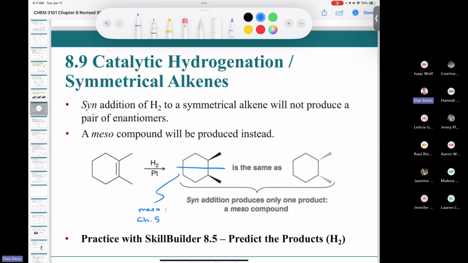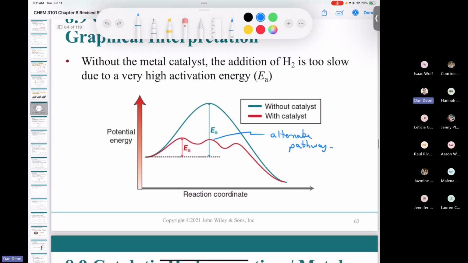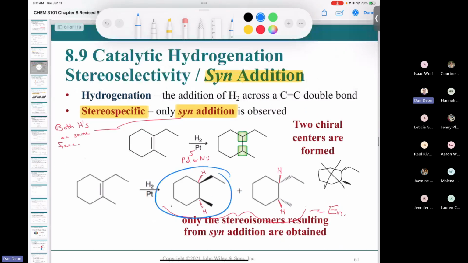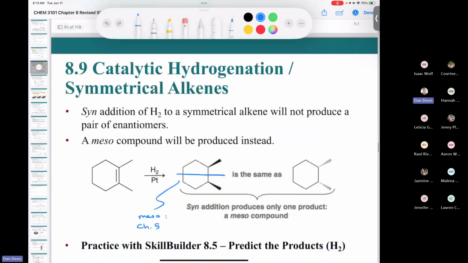Now keep in mind, this is a meso compound. If you're wondering, wasn't that compound you showed me before a meso compound? No, this is not a meso compound, right? Because here we have an ethyl group and here we have a methyl group. Okay, so it's certainly not a meso compound. So don't get those kind of things mixed up.